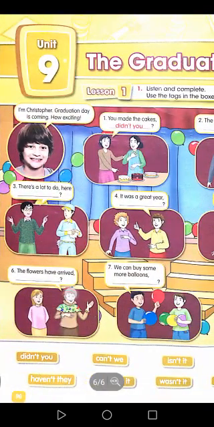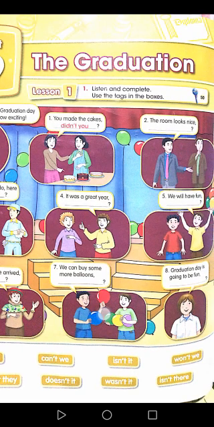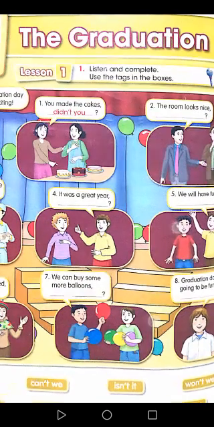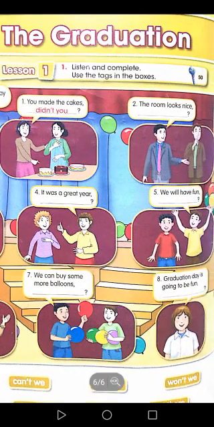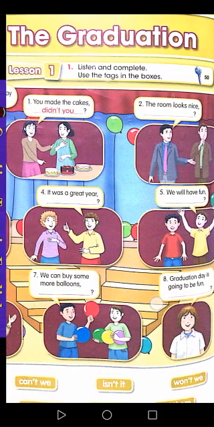Number 6, the flowers have arrived, haven't they? Number 7, we can buy some more balloons, can't we? The last one, number 8, graduation day is going to be fun, isn't it?